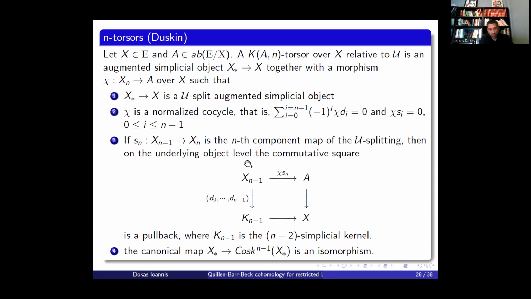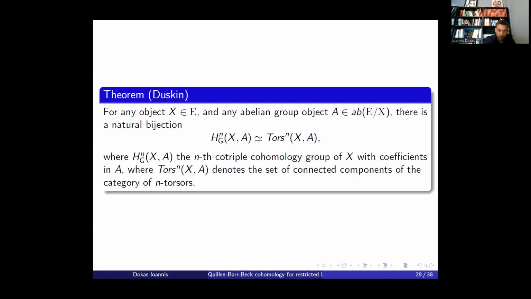Now, there is a notion of morphism between n-torsors, and we have the category of n-torsors. Now, let me state the theorem of Duskin of interpretation of cotriple cohomology groups. So this is the theorem. As you see here on your left, we have this formula, the nth cotriple cohomology group of X with coefficients in a Beck X module A. And Duskin proved that the nth cotriple cohomology group is in one-to-one correspondence with the set of connected components of the category of n torsors, which we have just defined. We denote this category by Tors with exponent n.